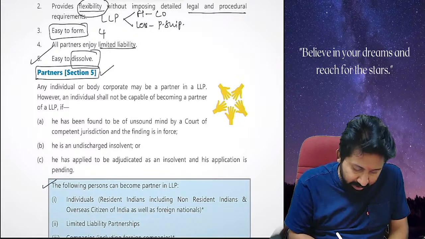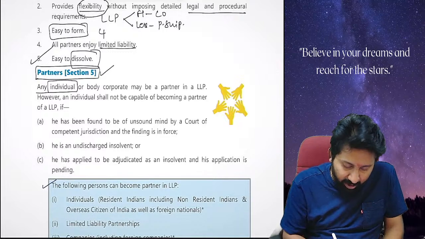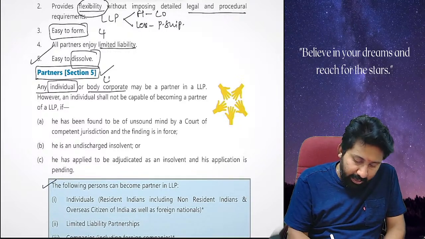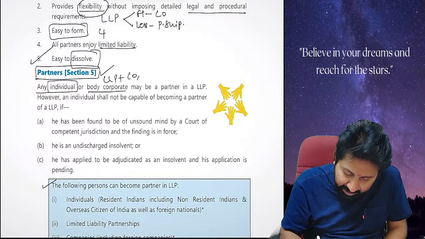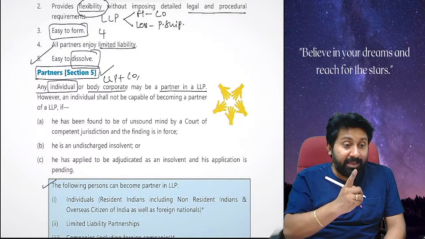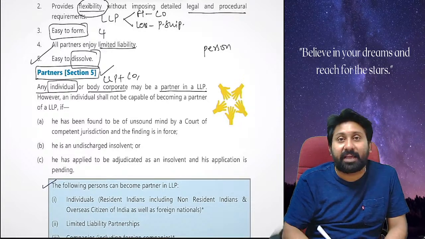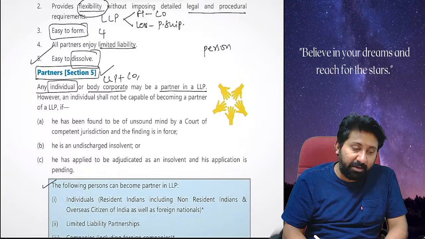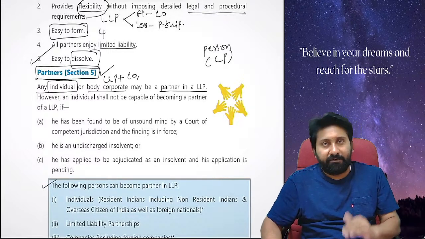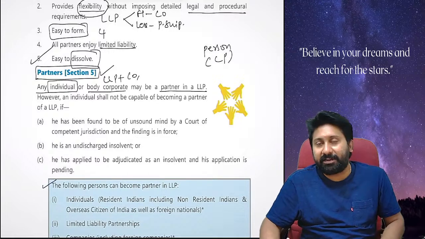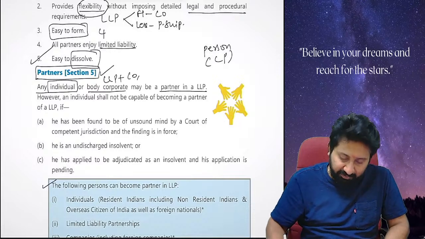Listen first. Any individual, you and me are individuals, or body corporate, LLPs and companies, all these are body corporates, may be a partner in LLP. That's why, if you remember, in the last class itself I told you, who can become a partner? Any person can become a partner. When I say person, what do you mean by person here? Any legal person. Whether natural or artificial, legal personalities can become partners in a partnership firm, being a limited liability partnership firm.